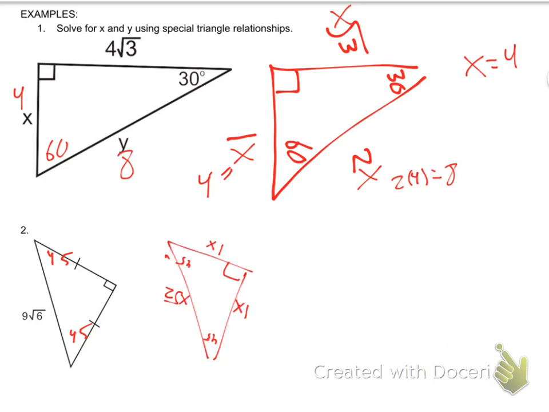So, 9 square root 6 equals x square root 2. You guys agree with that? Because this hypotenuse is equal to that hypotenuse. That means I can solve for x. And technically, x is what I want because I want to know the lengths of each side. Divide by square root of 2, square root of 2.